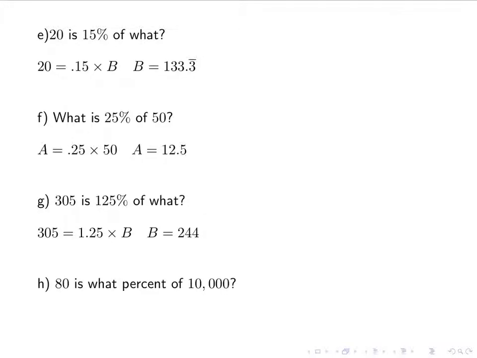Then we got one more to go. So H, 80 is what percent of 10,000? 80 equals P times 10,000. When I divide both sides by 10,000, I get that P is 0.008. But again, I want it as a percentage. So when I move the decimal over twice, I get 0.8%. So something that's less than 1%, a very, very small percentage, which again, hopefully makes sense. 80 is very, very small compared to 10,000.